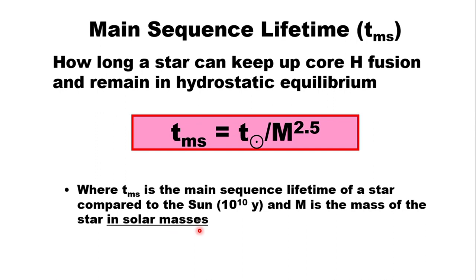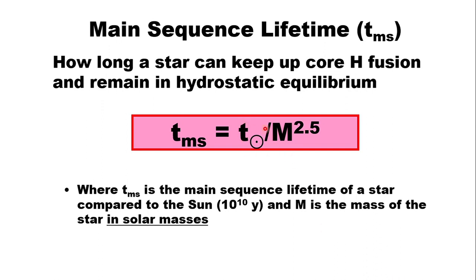So twice the mass of the sun, 4 times the mass of the sun. We're not going to worry about masses in kilograms. All the masses that I give you here will be in solar masses. This symbol means the sun. So the main sequence lifetime of the star is equal to the main sequence lifetime of the sun divided by the mass of the star to the exponent 2.5. Notice mass is in the denominator here because there's an inverse relationship with main sequence lifetime. The greater the mass, the less the main sequence lifetime.